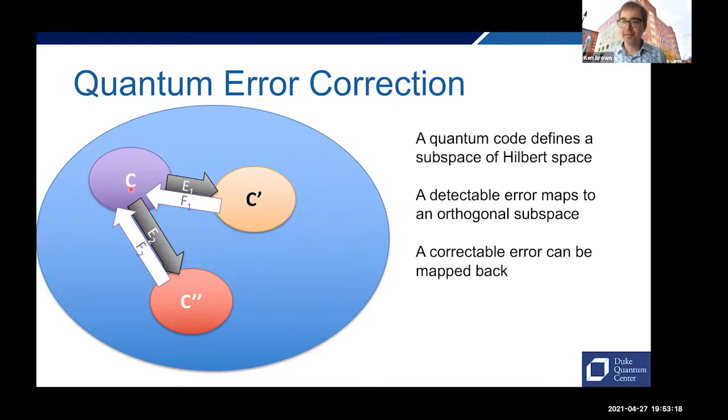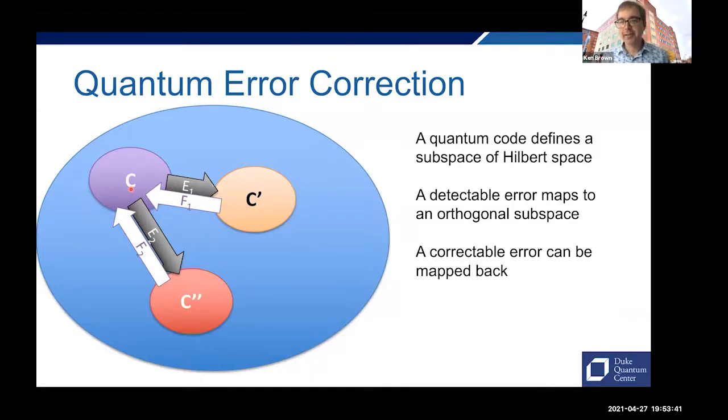I just want to point out that this should look really familiar to you with respect to this idea of code words and the distance between code words, right? That we basically need to avoid collisions. And it's the same thing, but now it's just in this Hilbert space instead of the space of bit strings.